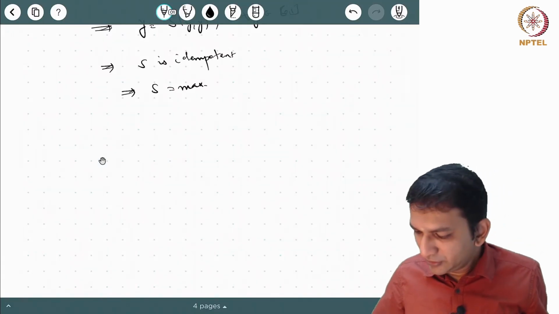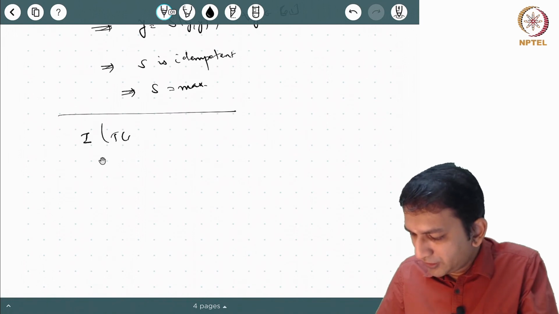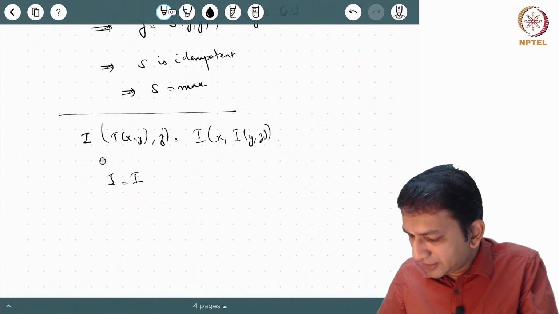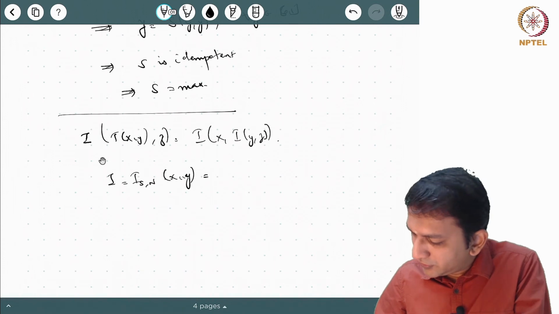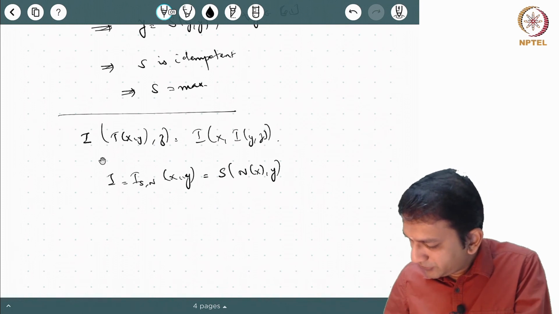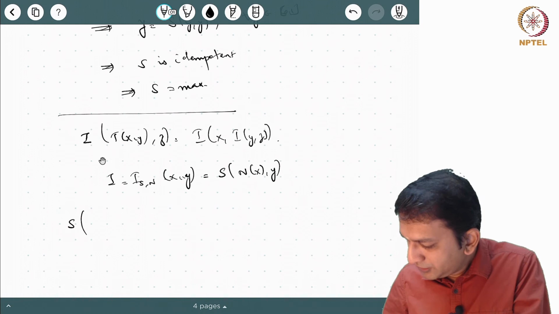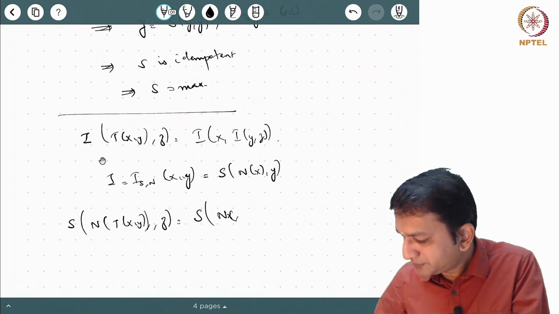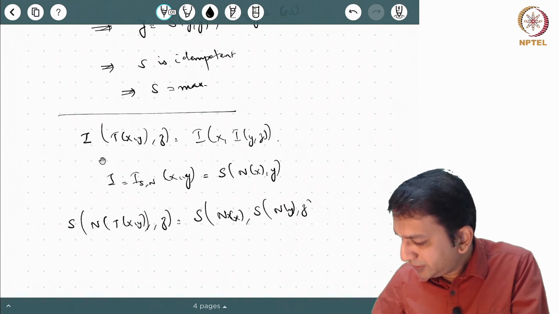It can be easily seen. So what we are looking at is I of T(x,y) comma z is equal to I of x comma I of (y,z). Now this I is I_{S,N}, which is given as S of N(x) comma y. So if you substitute here, then LHS is S of N of T(x,y) comma z is equal to S of N(x) comma, by the associativity of this thing, we can remove it later on.